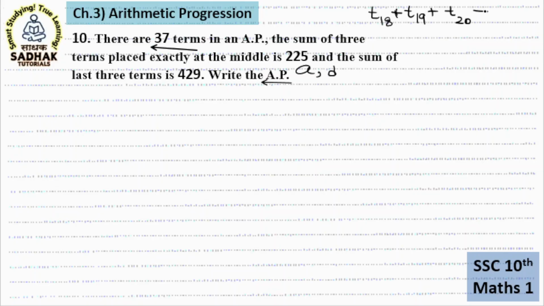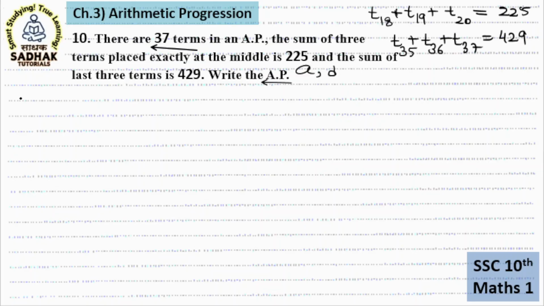Fine. So their sum is given as 225. Okay. And the sum of the last 3 terms, T37 will be the last one, T36 will be the second last, and T35 will be the third last. So the sum of these 3 terms is given as 429. So this is the information that we have, using which we have to try and find out what is A and what is D, which will in turn help us to find out what is the AP.